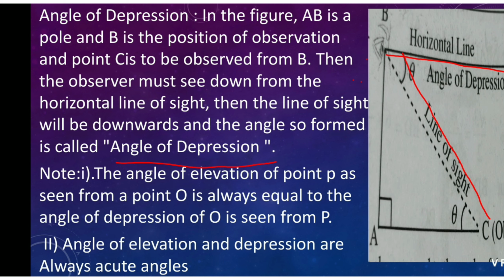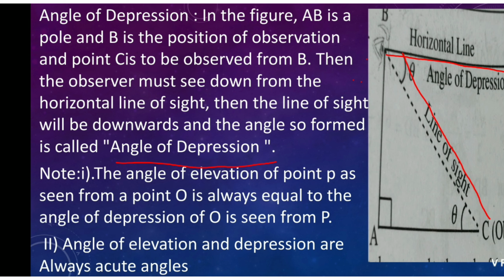Now once again see here, the angle of depression is in the figure. AB is a pole and B is the position of observation, and the point is to be observed from B. Then the observer must see down from the horizontal line of sight. Then the line of sight will be downwards, and the angle so formed is called the angle of depression. And here also some important points. Notes, you just remember these points.